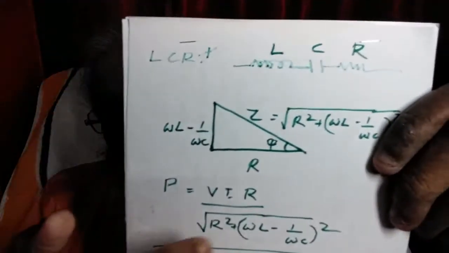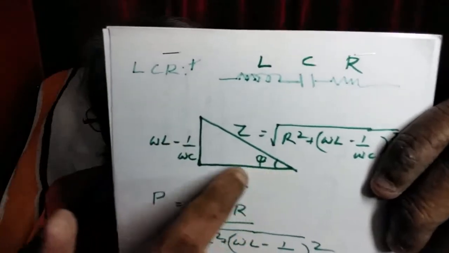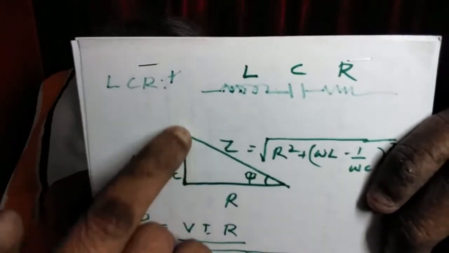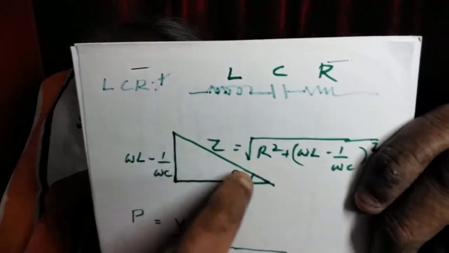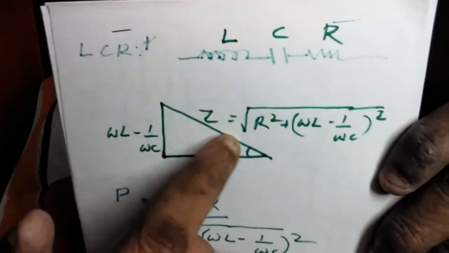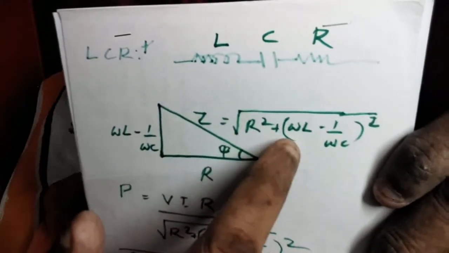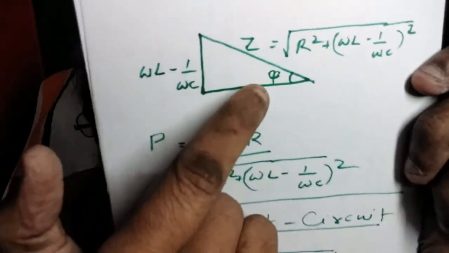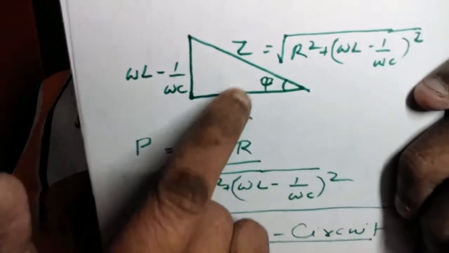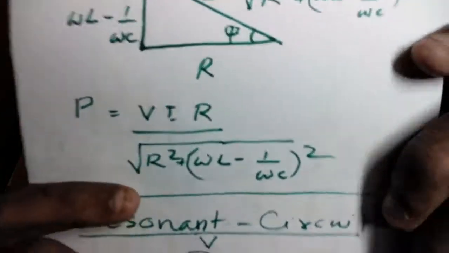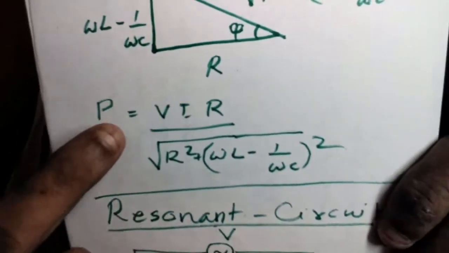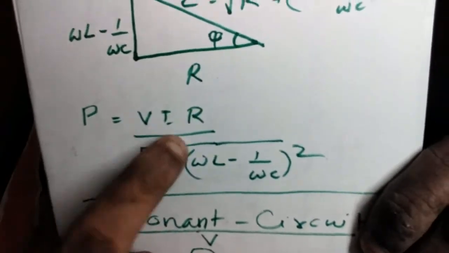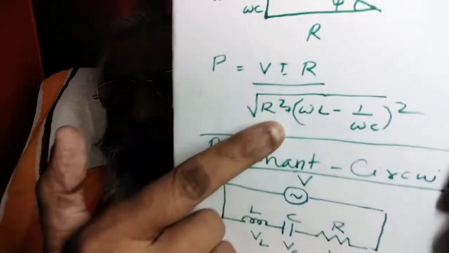Finally, a series LCR circuit where the impedance triangle is like this. This is R, this is omega L minus 1 by omega C, hypotenuse is Z, total impedance, square root of R square plus omega L minus 1 by omega C, the whole square. Here also cos phi is R by Z, so that power consumed P equals VI R by square root of that. This is the power consumed in LCR circuit.